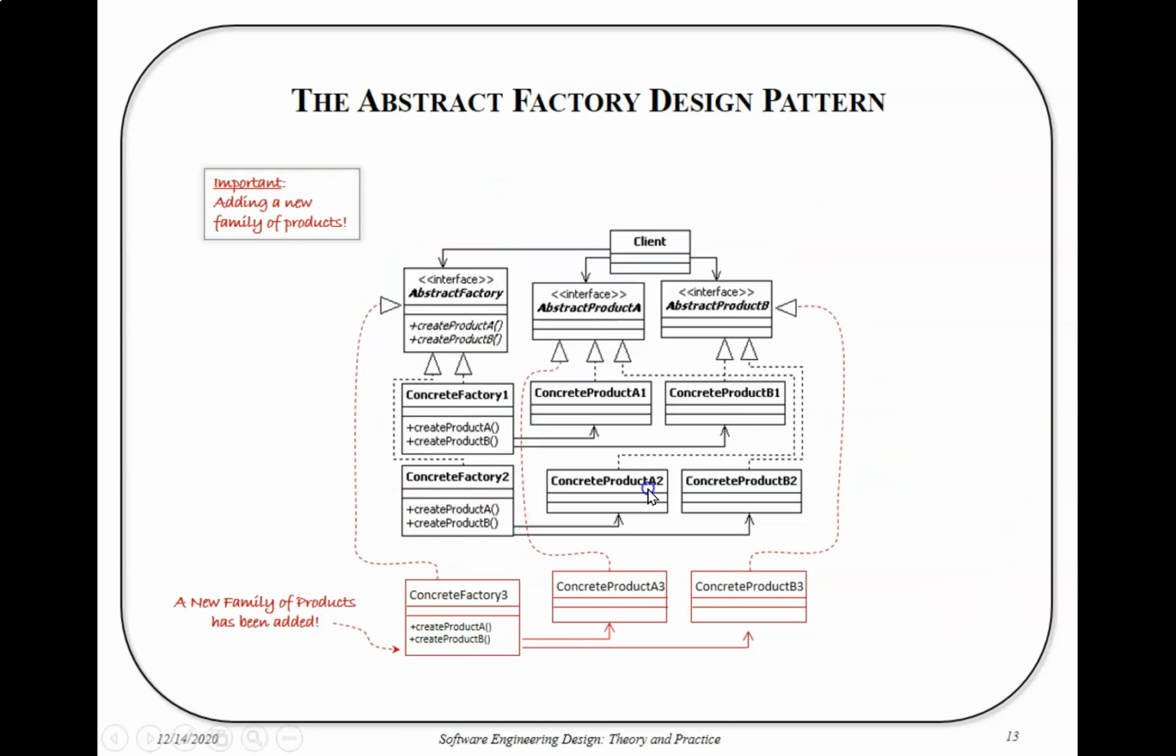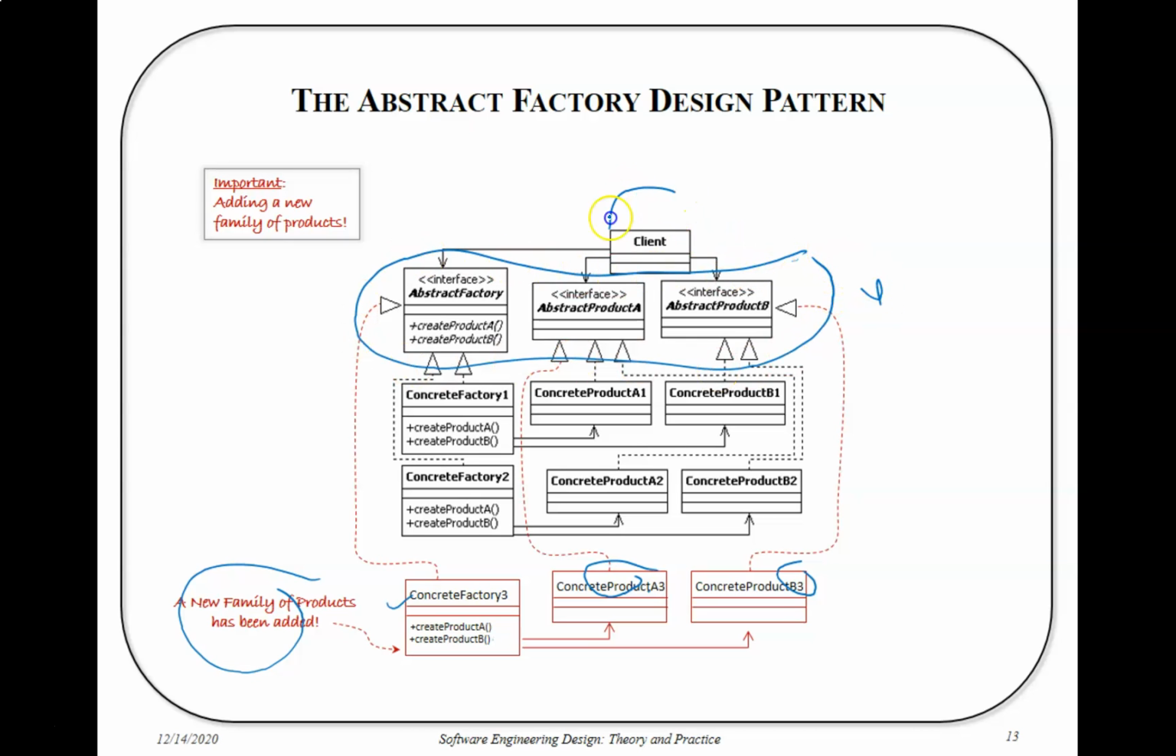The next slide shows how to add a new family of products. When we want to add a new family of products, we just add a new concrete factory 3. We have concrete product A and concrete product B, but it will create concrete product A3 and B3. At this point, we don't have to change anything here. The client will remain intact, so it improves the maintainability, or modifiability, of the program.